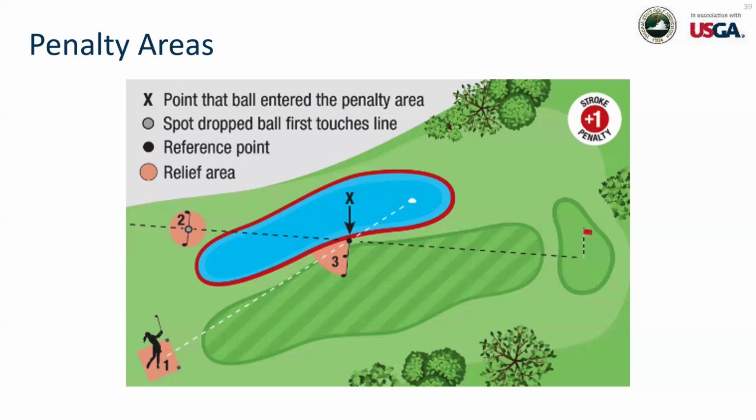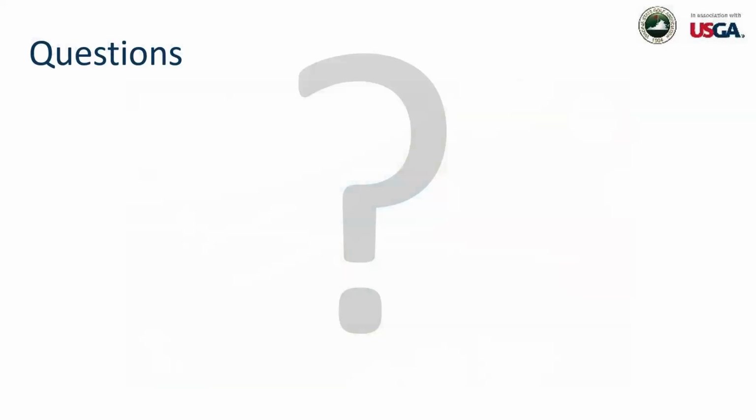And then our third option, our lateral relief, we find that spot where it last crossed at point X. We measure our 2 club lengths, making sure we're not closer to the hole. And we get that kind of almost quarter circle relief area in this situation where we can drop the ball for 1 penalty stroke and play on. A lot of information there, but do we have any questions on penalty areas?